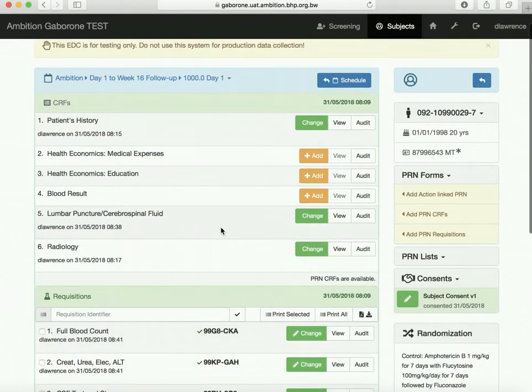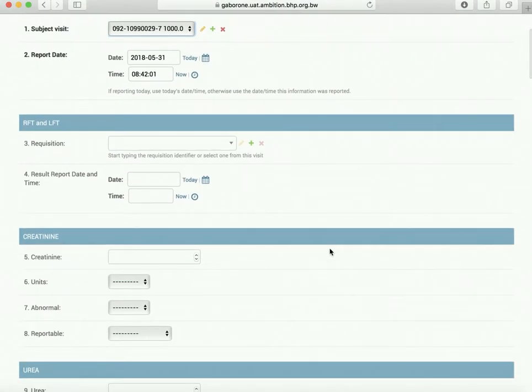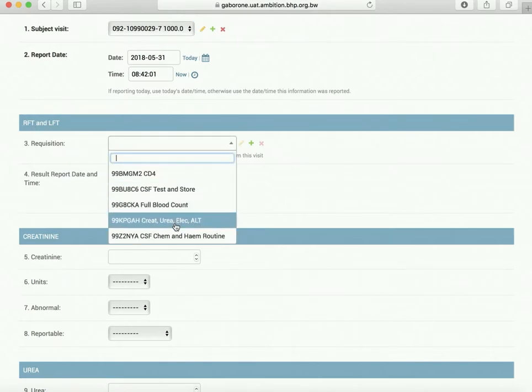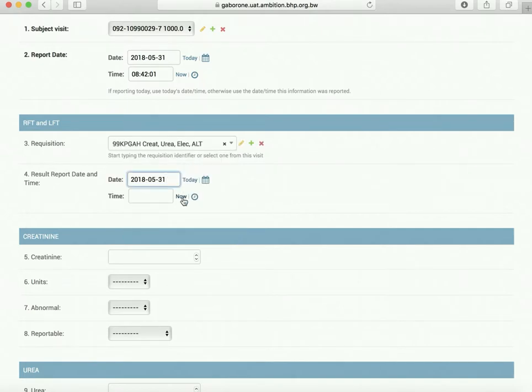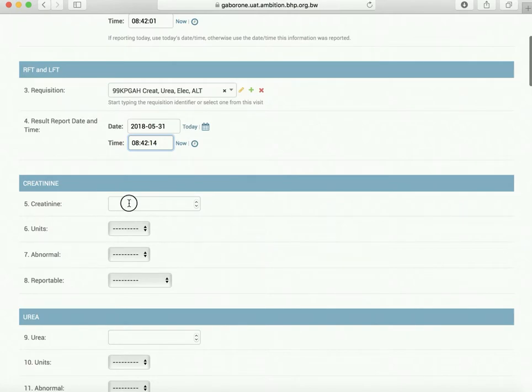Now I'm going to show you how to enter the blood result itself. So very similar to the lumbar puncture result. Click on Add Blood Result, and it's broken down by different types of tests. So starting off with my biochemistry, I'll be asked to link it to the requisition, which will be that one, the time and date that I've got in the report, and then I can start entering my results in there.